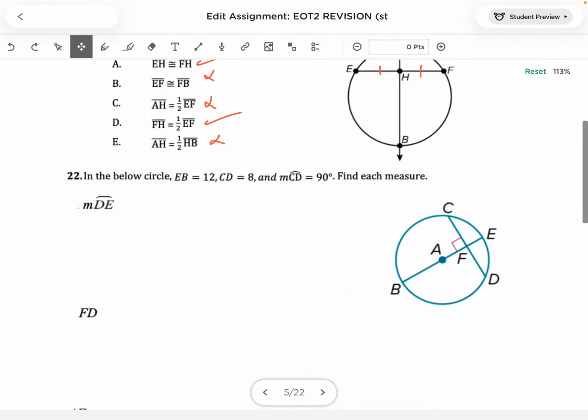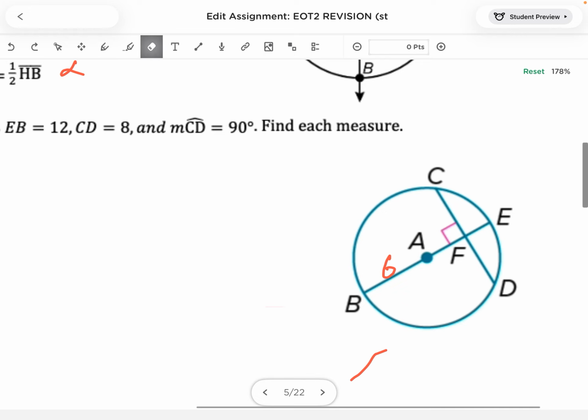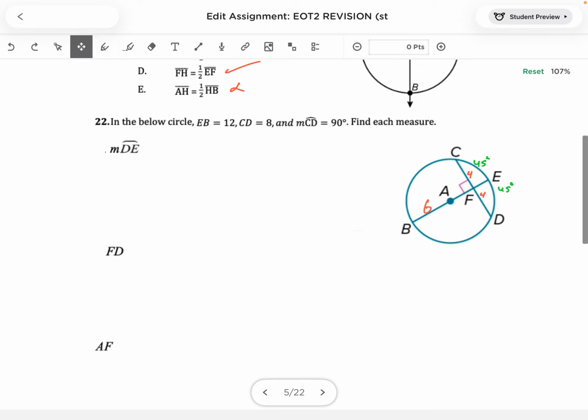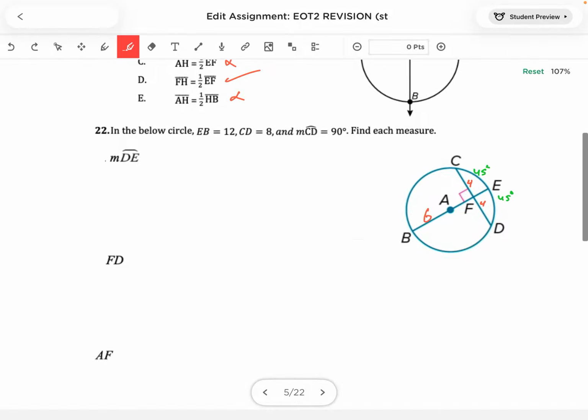EB, which is the whole diameter, is 12, so each radius is 6. The chord CD is 8, so each part will be 4. The arc CD is 90, so each part will be 45 degrees. Let us see what the question asks us to find. They need the arc DE, 45 degrees.